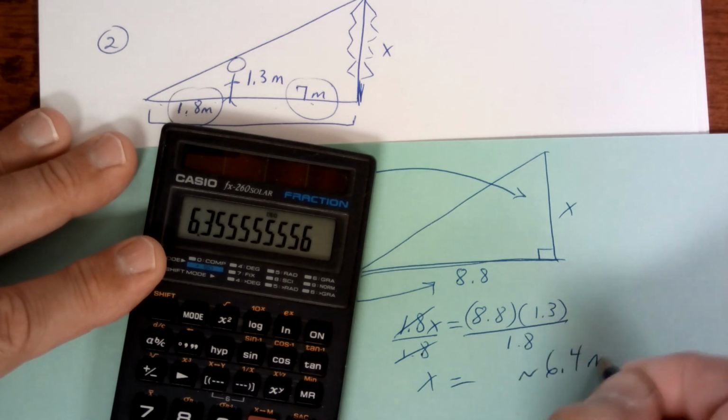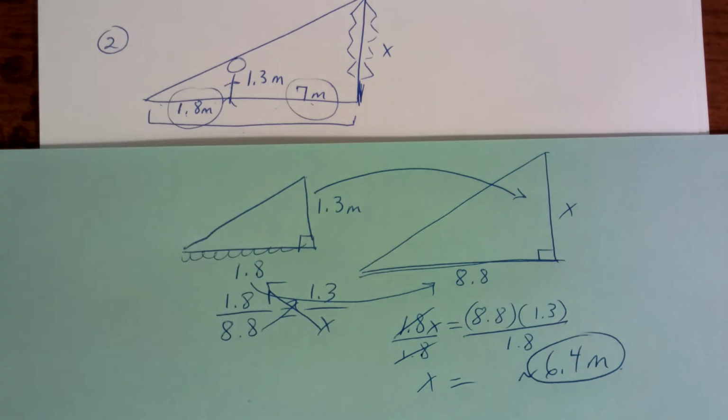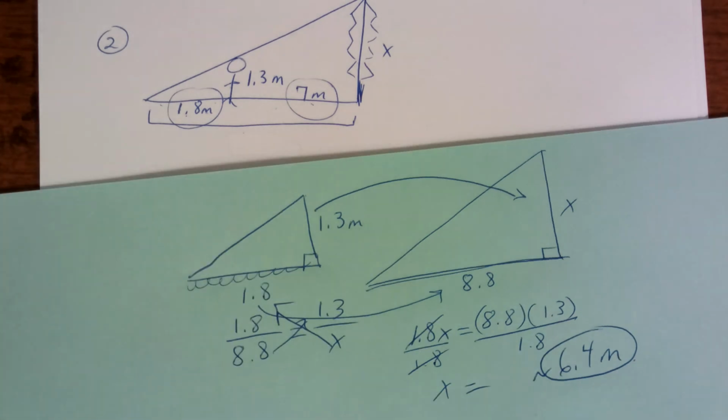6.4 meters is how tall that tree is. A meter is about 3 feet. That's about 18, maybe 20 feet. And that's how you do that one. This one right here, take a look at it.